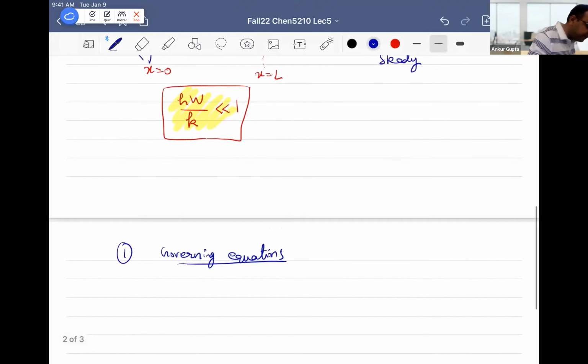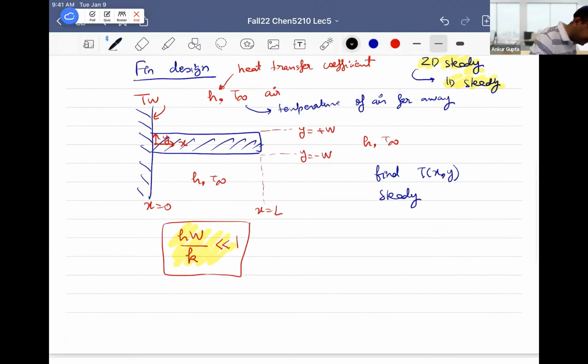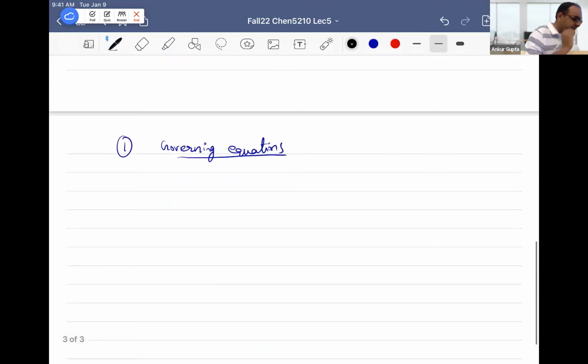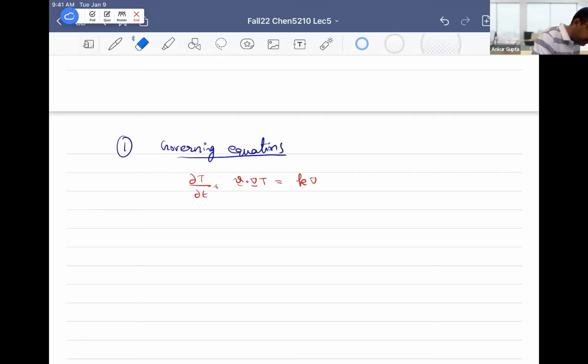I should mention one thing I forgot: the heat conductivity K is constant. You can almost always assume it to be constant, unless told otherwise. So assume this to be constant. Governing equation: what is the governing equation for heat transfer? It is del E by del t plus E dot del T equals alpha del square T plus H.